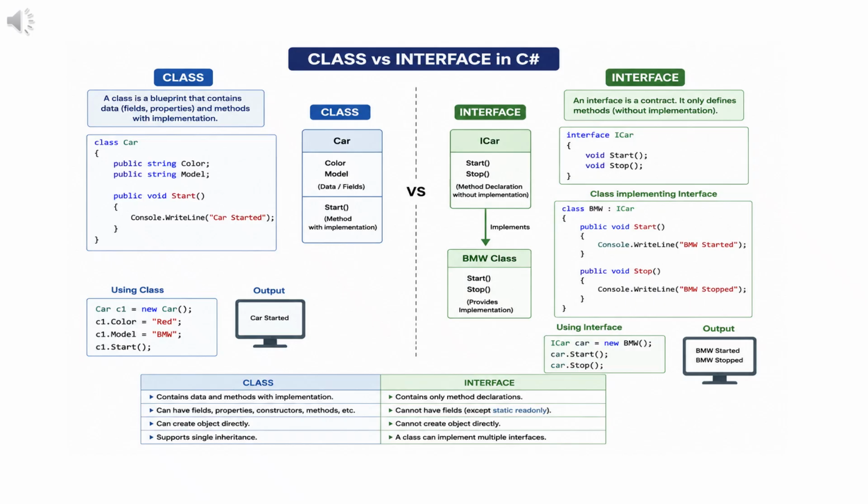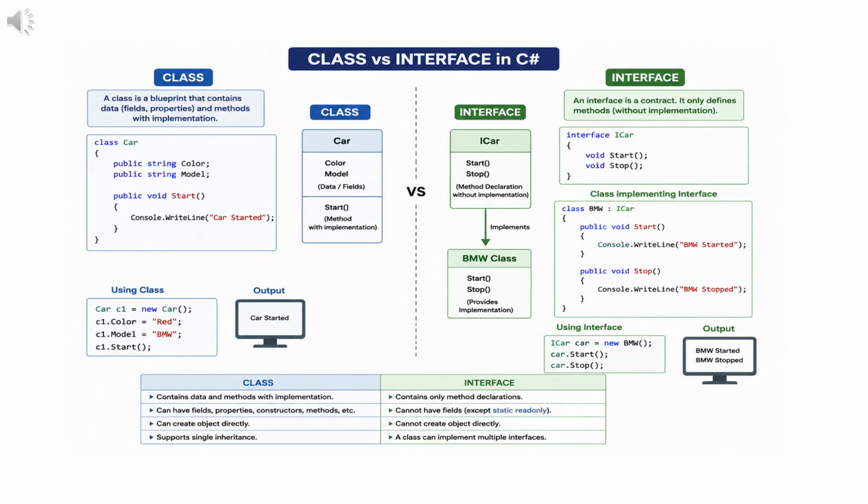Right side, interface. An interface is a contract, it only declares method signatures without any implementation. The ICar interface declares start and stop, but provides no code for them. A class, BMW, then implements that interface using the : ICar syntax, and it's the BMW class's job to actually write the code inside start and stop, printing "BMW started" and "BMW stopped". When you use it, you can declare the variable as the interface type but instantiate it with the class, ICar car = new BMW(), and calling car.Start() and car.Stop() runs BMW's implementation.